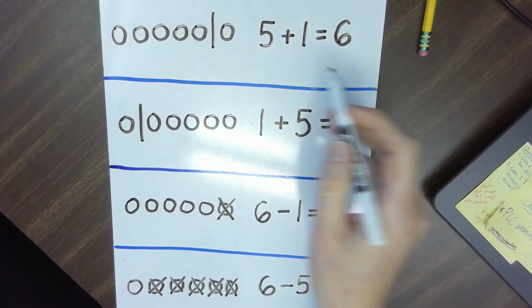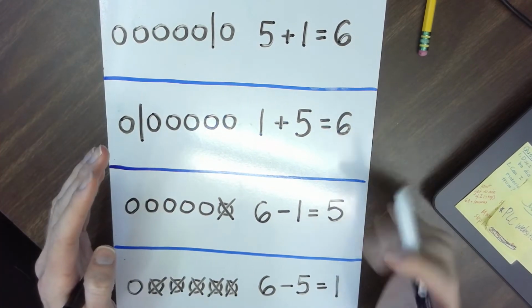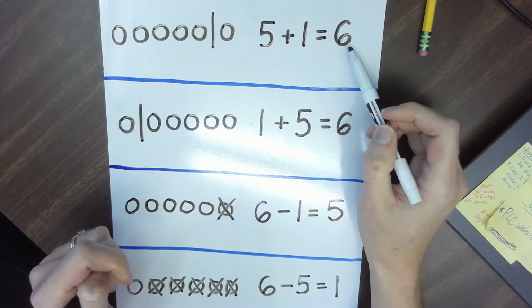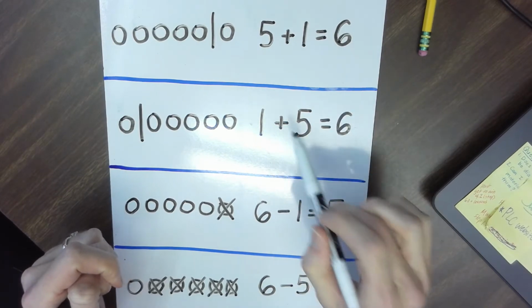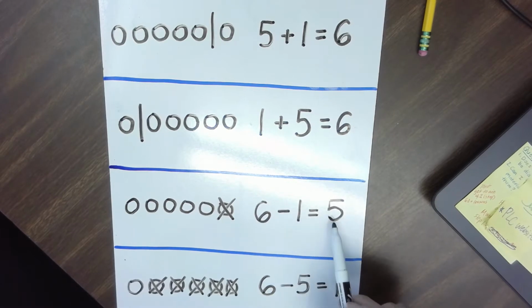Take a look at all of these facts. This is a fact family. 5 plus 1 equals 6. 1 plus 5 equals 6. 6 minus 1 equals 5. 6 minus 5 equals 1. This is a fact family.